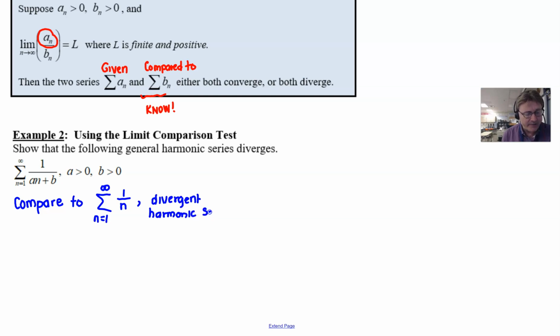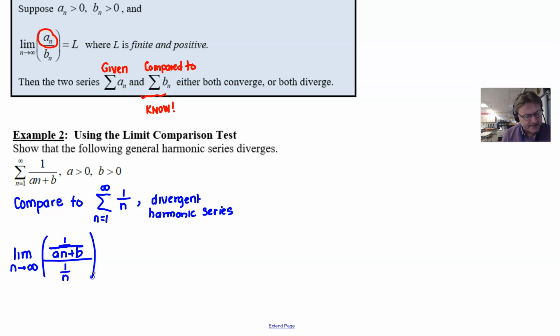Now, I'm hoping as I continue this problem that the limit I set up will produce a finite positive answer. So let's see what happens. We go to the next step and take the limit as n approaches infinity of, and remember, I'm going to take my original problem, 1 over an plus b, so that's like the a sub n, and divide that by the nth term expression of the series that I've compared it to, called b sub n, which is 1 over n in that denominator.